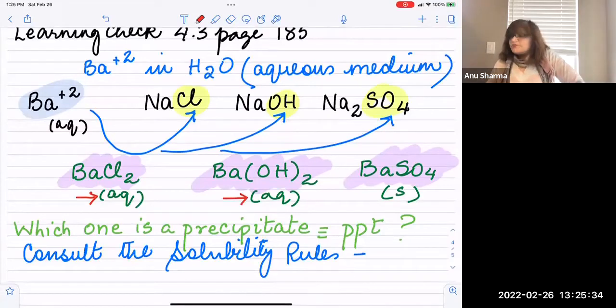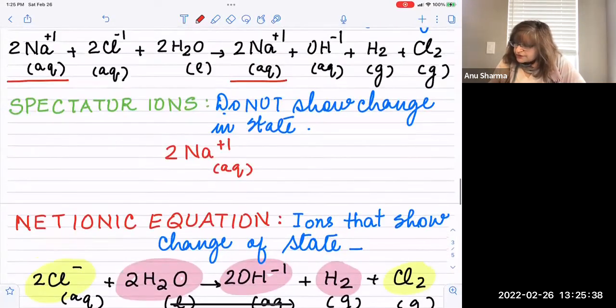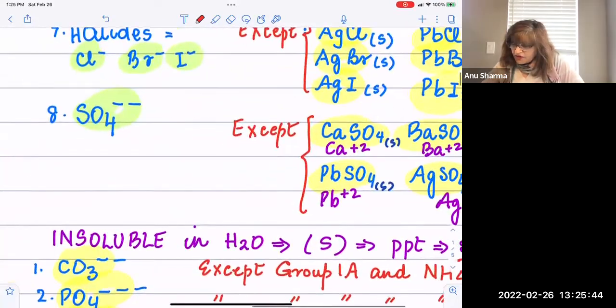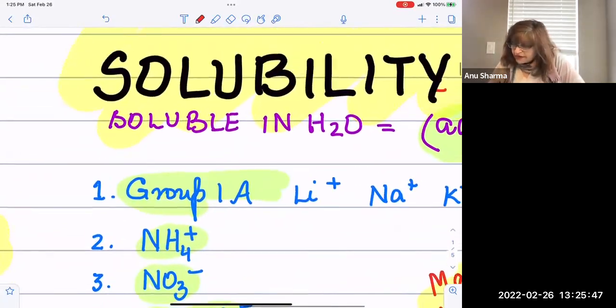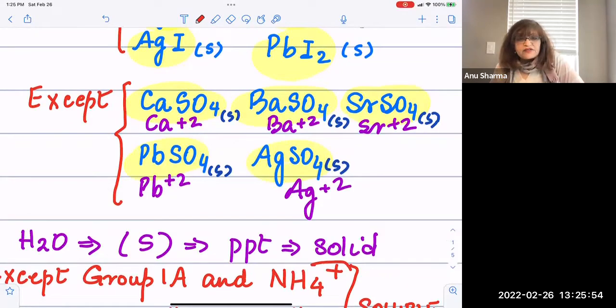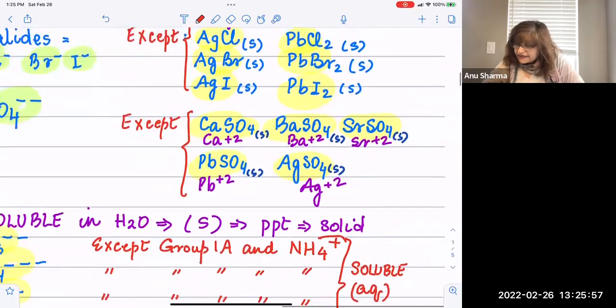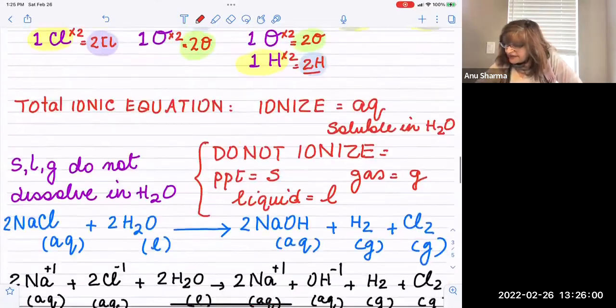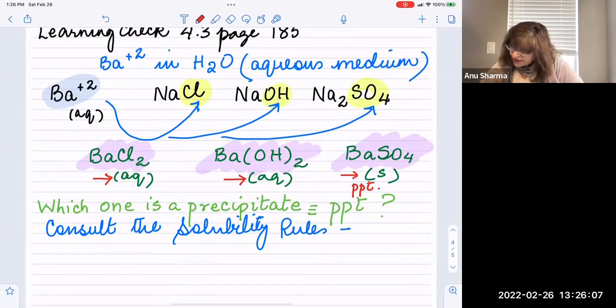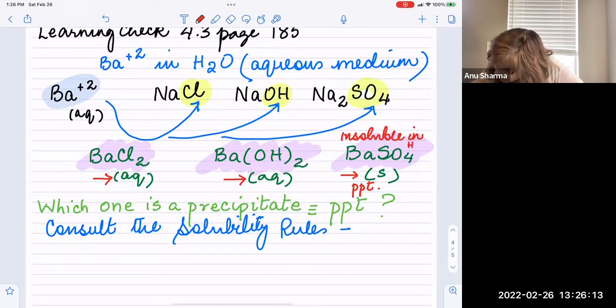Okay, next is BaSO4. Now BaSO4, I already put solid. Why? Because according to the rules, which are memorized, all sulfates are soluble in water except barium sulfate, strontium sulfate, calcium, lead, and silver sulfate. So barium sulfate falls in that exceptional category. And so barium sulfate is insoluble in water. That is why this is PPT, insoluble in water. So these two are soluble in water.